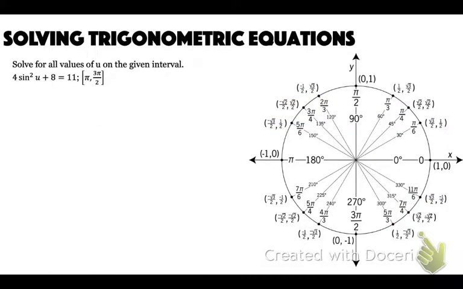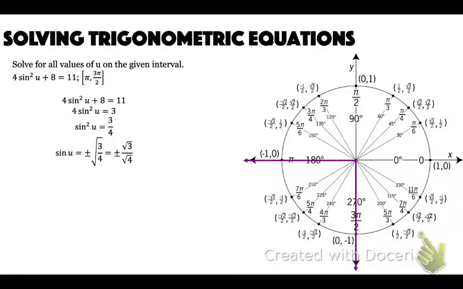Okay, so then this one. We have 4 sine squared of u plus 8 equals 11, on the interval from pi to 3 pi/2. So it's just between those two right there. Subtract the 8, and you get 4 sine squared of u equals 3. Divide by 4, and you get sine squared of u equals 3/4. Square root that, and you get plus or minus the square root of 3 over the square root of 4, which is the square root of 3 over 2.